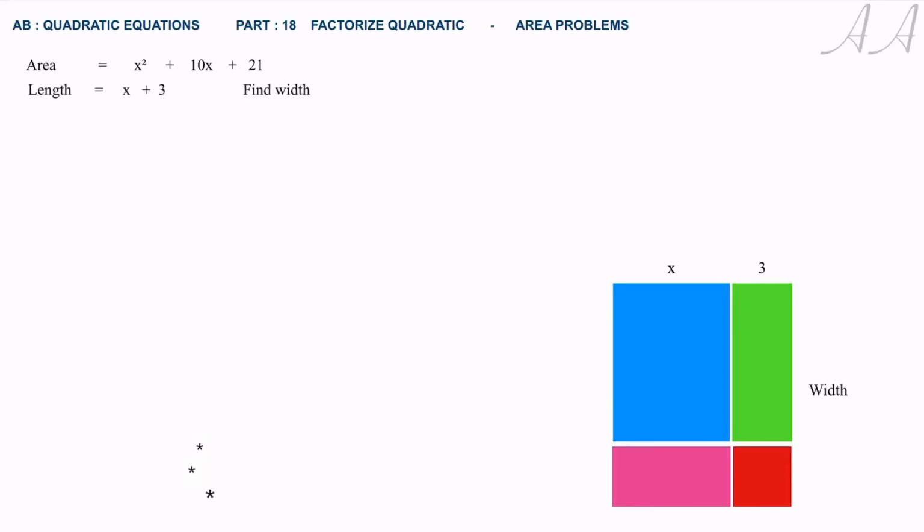Welcome guys, today we're going to do part 18, Factorizing Quadratics with Area Problems.